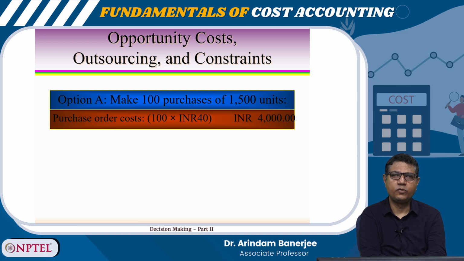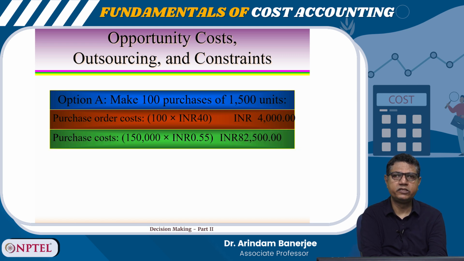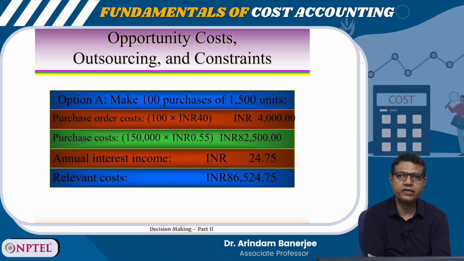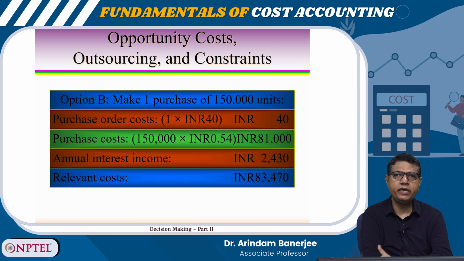So, option A is what? Make 100 purchases of 1500 units, that is 1,50,000 units. So, purchase order cost is 100 into rupees 40, that is rupees 4,000. Purchase cost 1,50,000 into 0.55, that is 82,500. Annual interest income is 24.75 rupees. Relevant cost, if I add this, I am getting rupees 86,524.75.